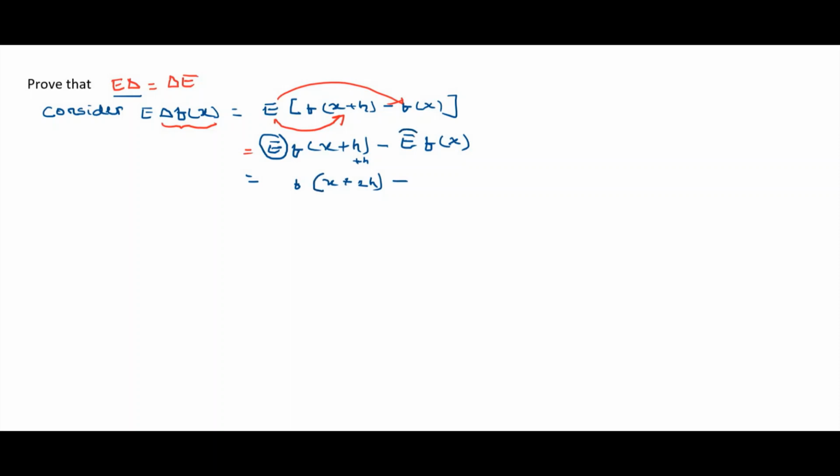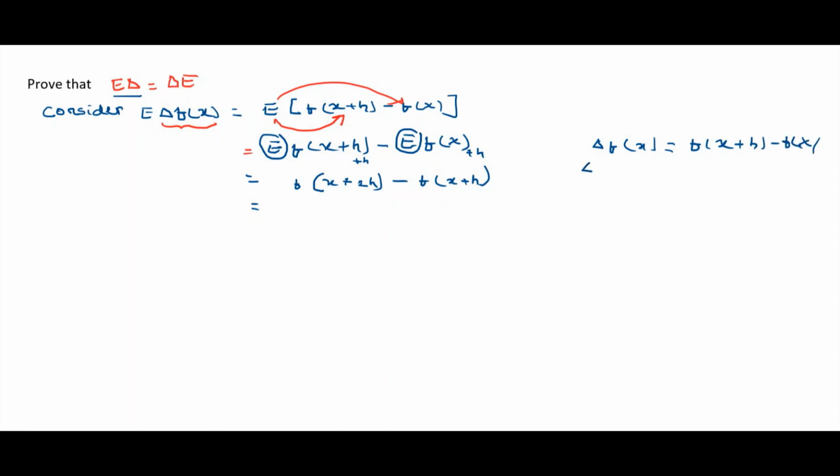Similarly, to eliminate this E, you have to add h here. So if you add h, what you will get? f of x plus h you can write. So that is equal to. Now again, by using forward difference table, we know that delta f of x we can write as f of x plus h minus f of x.